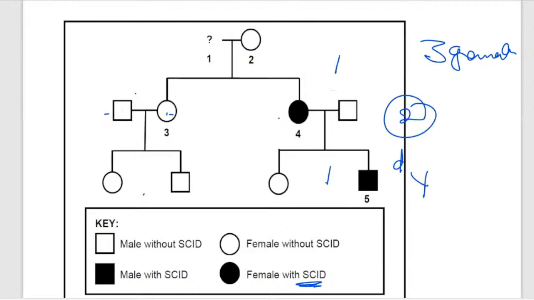Okay, let's go to the next question. Okay, how do I find the unknown one? I'm gonna talk about it, my daughter.